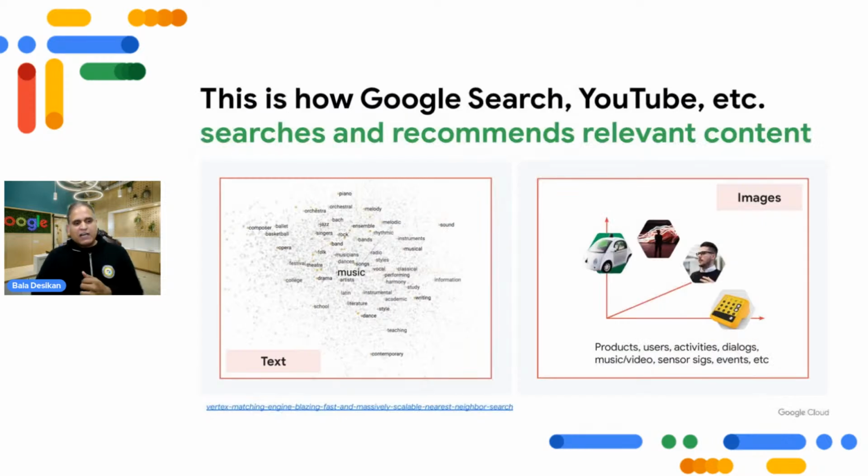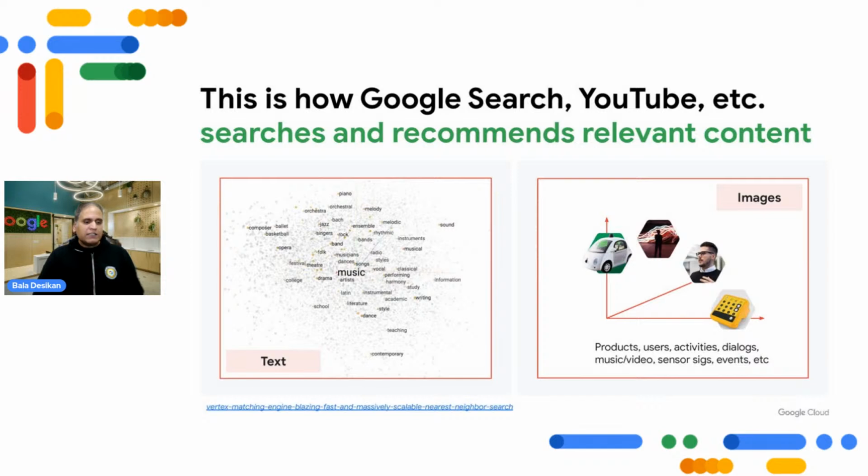Now, this is how Google organizes data across various services. This is how Google Search, YouTube, etc. search and recommend relevant content. What you want to see here is, on the left-hand side, the text embedding, and on the right-hand side, the image embedding.